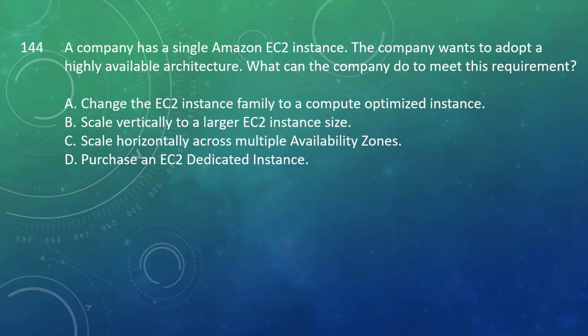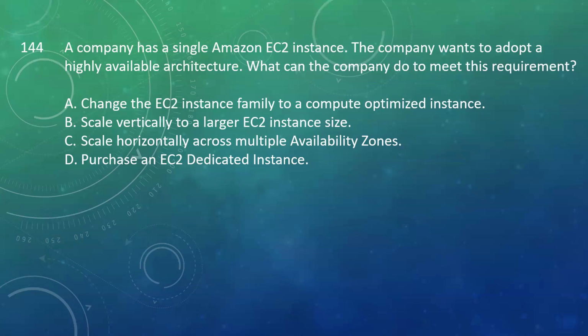Your options are change the EC2 instance family to a compute optimized instance, scale vertically to a larger EC2 instance size, scale horizontally across multiple availability zones, purchase an EC2 dedicated instance. Now here they are looking for high availability. So let's first see what happens when you go with option A.